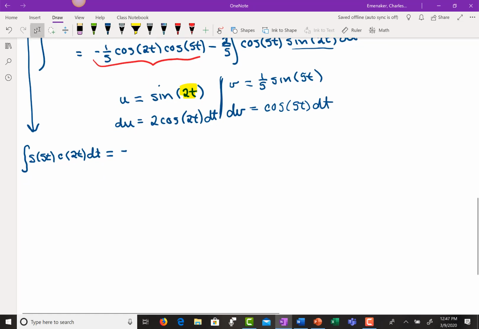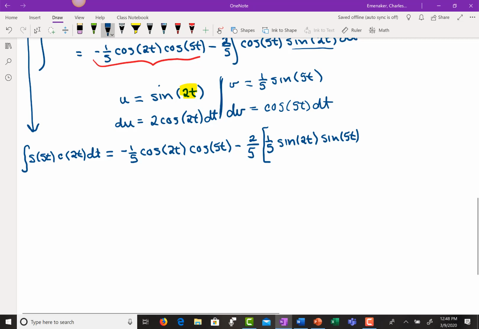So it's going to be a negative 1/5 cosine of 2t cosine of 5t minus, now we're going to have 2/5 times whatever we get from our integration by parts. Okay? So we're going to have a u times a v, which is going to give us a sine of 2t, a sine 5t, and we're going to have a 1/5 here. Everybody good with that?